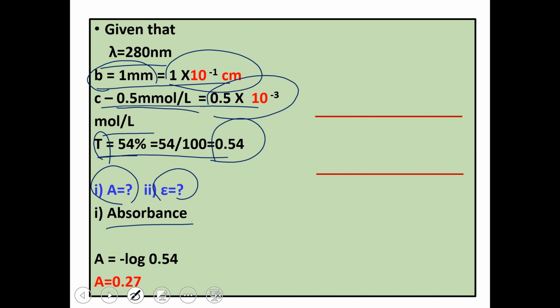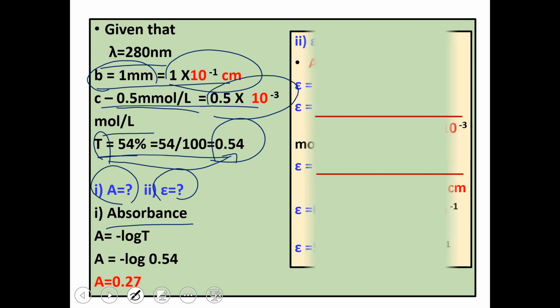For the absorbance, you can use this formula: A is equal to minus log T. You know the value of T, 0.54, and by using a log book, you can arrive at the answer. So the first task is over. You found out the absorbance, provided that as a learner, as a student, you know the formula A is equal to minus log T.